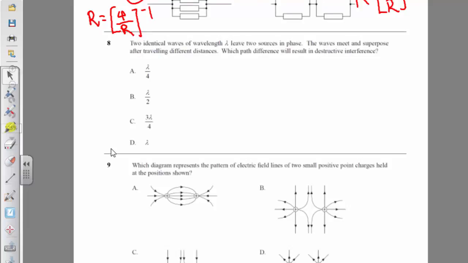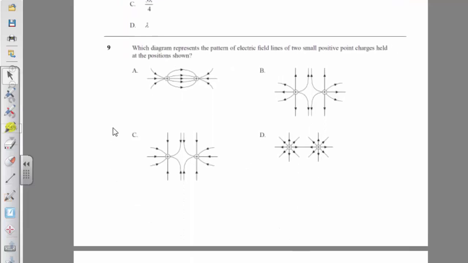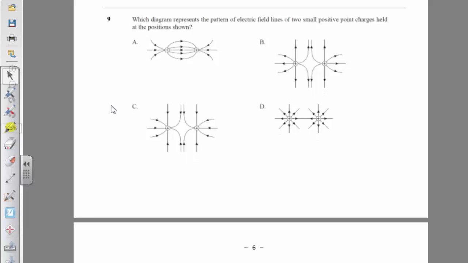Two identical waves of wavelength lambda leave two sources in phase. The waves meet and superpose after traveling different distances. What path difference will result in destructive interference? Okay. A path difference of lambda over 2 is what we want. Yep, so this is what we want. That means that they'll be out of phase and they will interfere destructively.